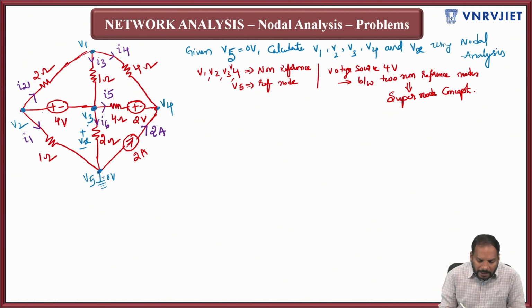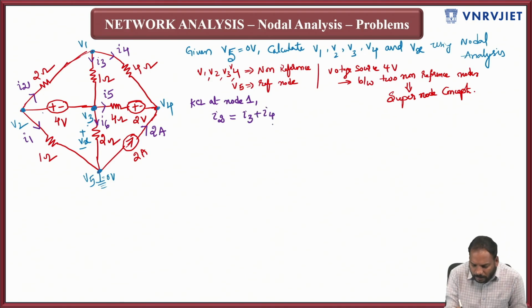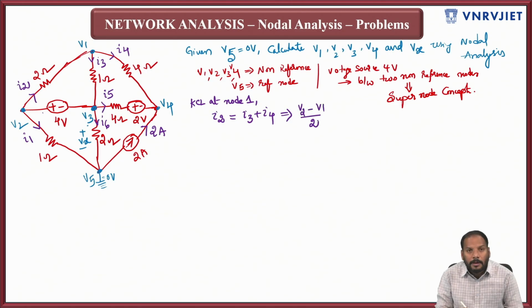From this concept, we'll go ahead and apply the KCLs at the nodes. So apply KCL at node 1. What are the currents coming in? I2 is coming in, and I3 and I4 are leaving node V1. So I2 is equal to I3 plus I4. What is I2? I2 starts from node V2 and ends at V1. So the I2 value is (V2 minus V1) divided by 2 ohms, applying Ohm's law.